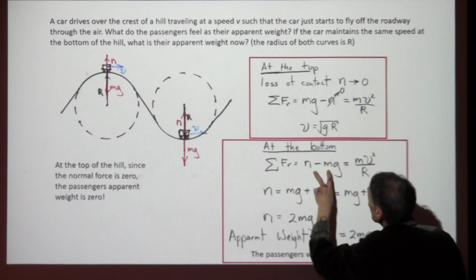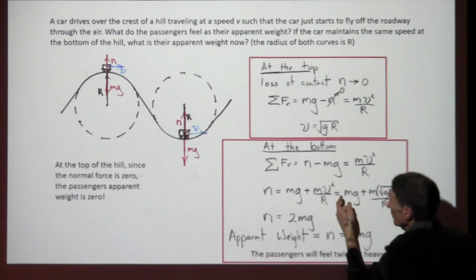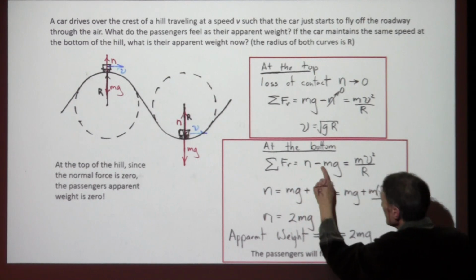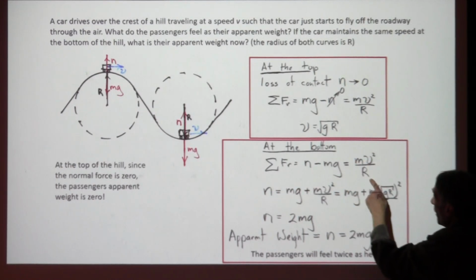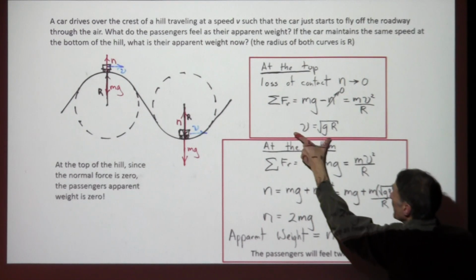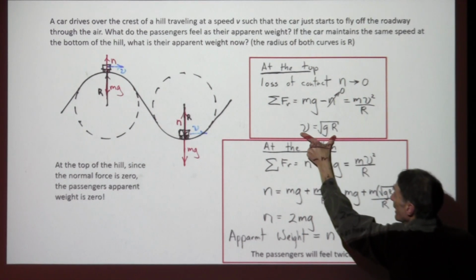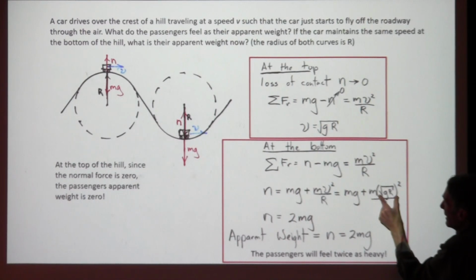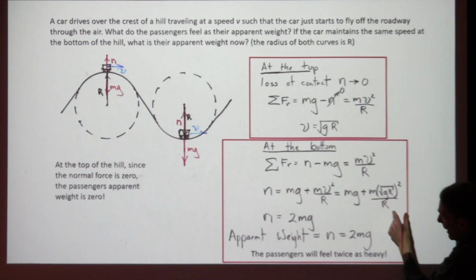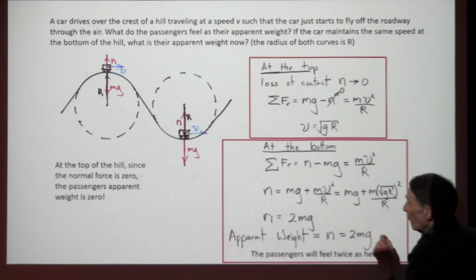So the order of these things gets reversed here. This goes in as a plus or minus mg. That's equal to mv squared over r. From the top one, we got the velocity that we were flying off this curve at the top. We bring that same velocity into this case and solve for the normal force.